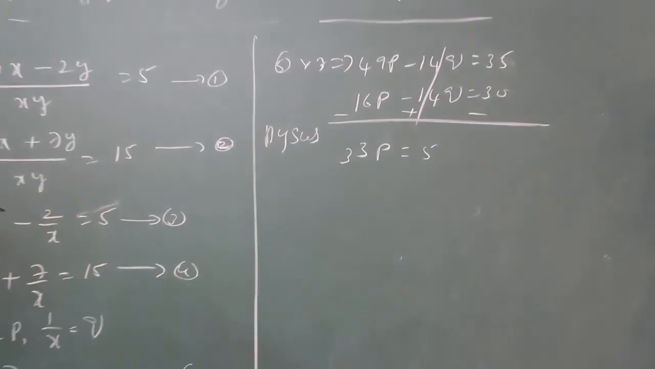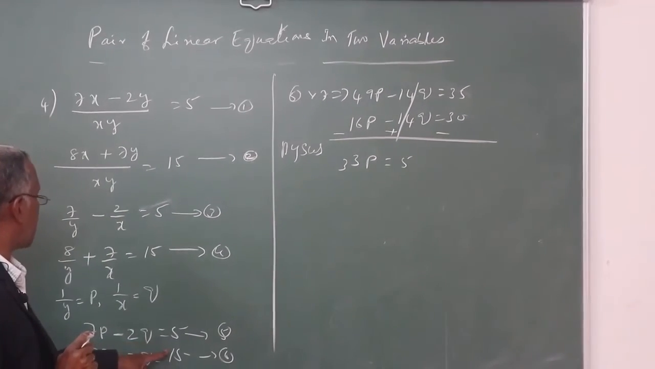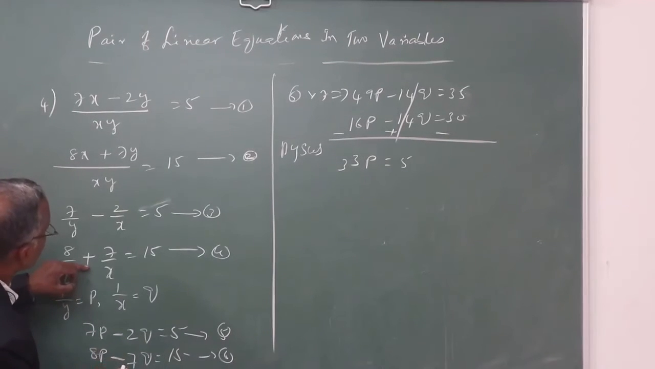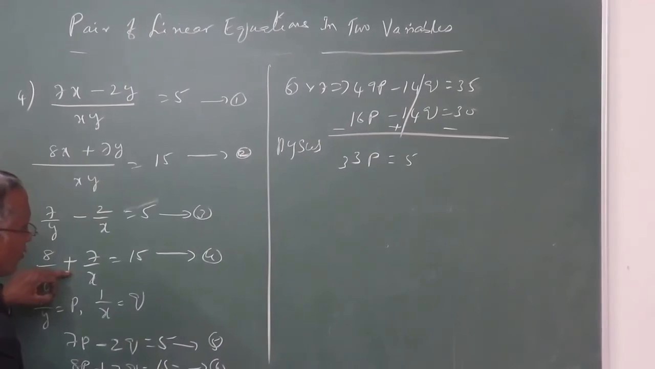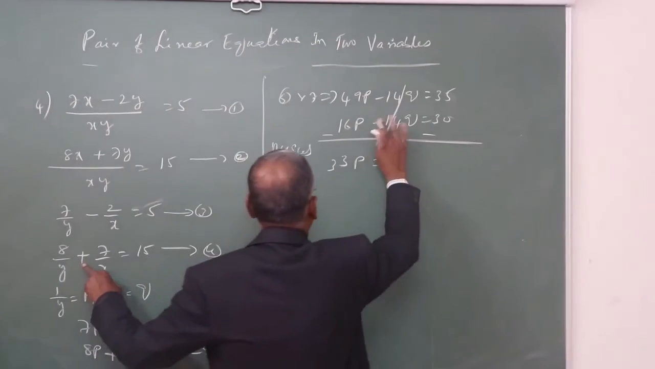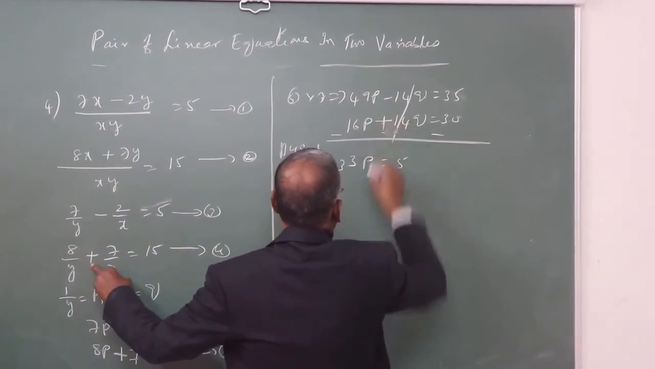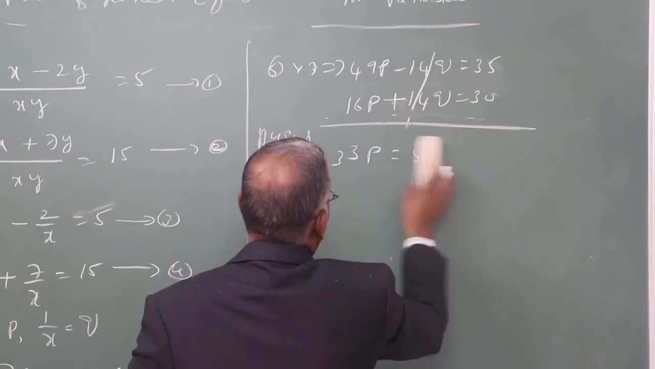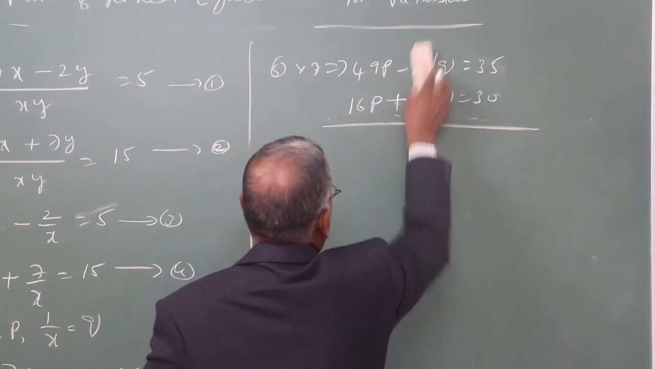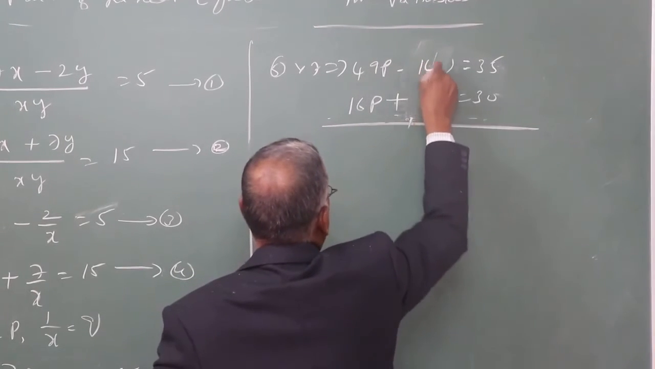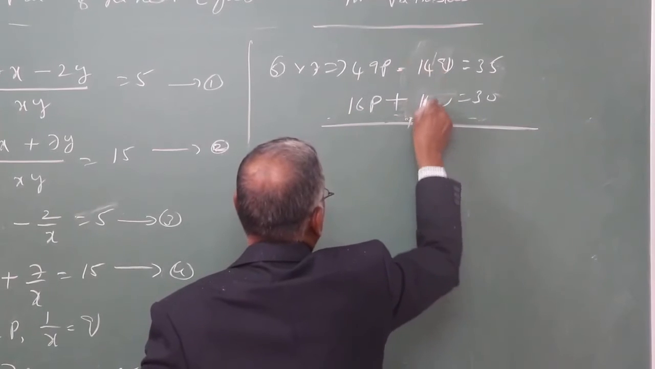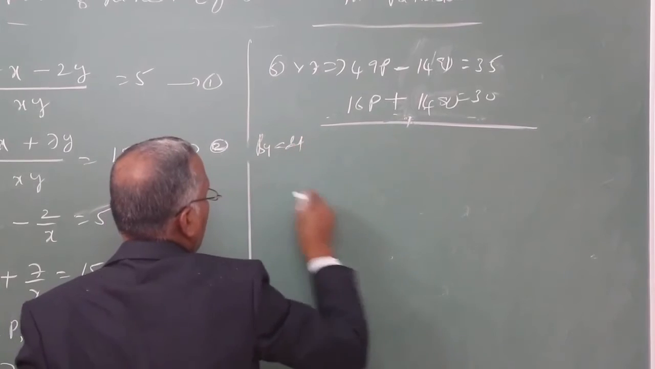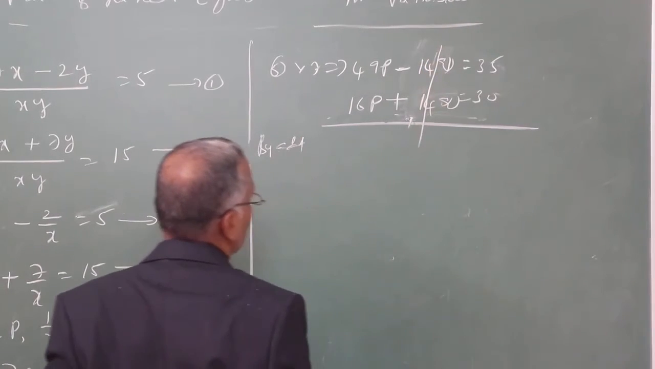Now look at this, 7p minus 2q is equal to 5. Similarly 8p plus 7q is equal to 15. Then what happens now? By adding, you can take it up now. This is minus 14q and this is also 14q. Since they have opposite signs, by adding, plus 14q minus 14q gets simplified.